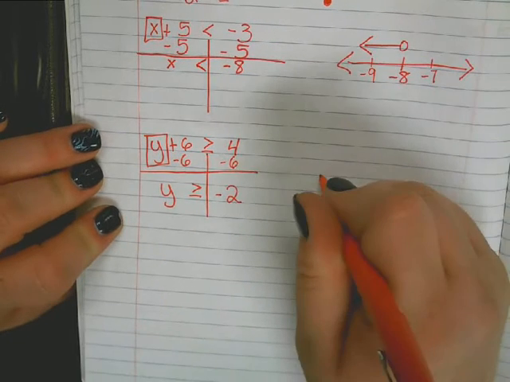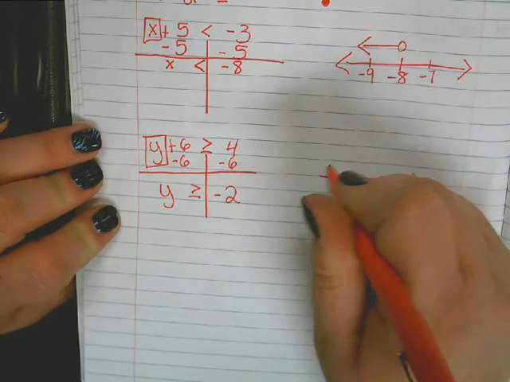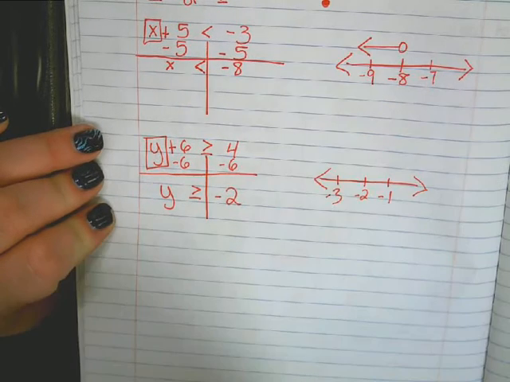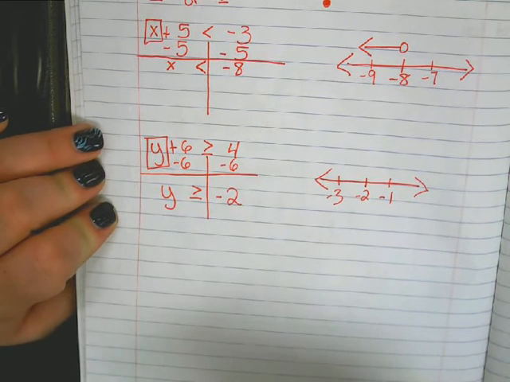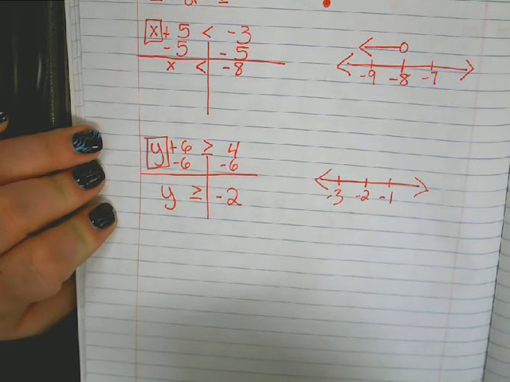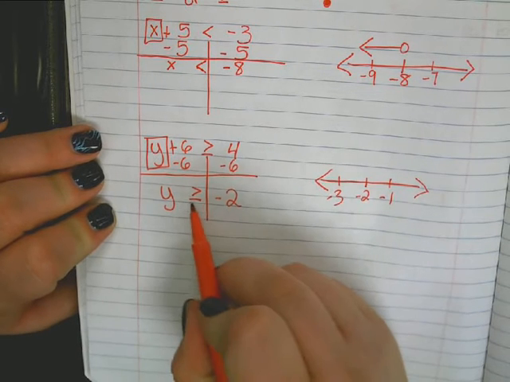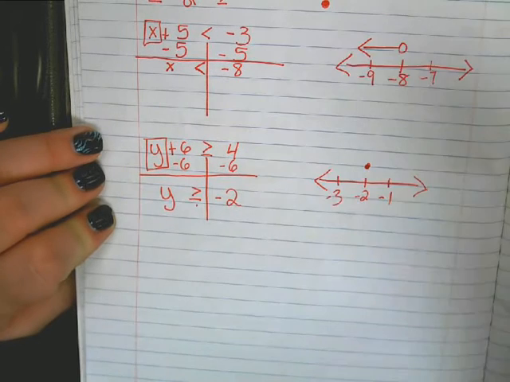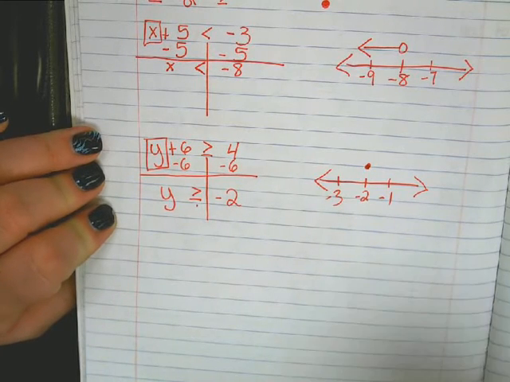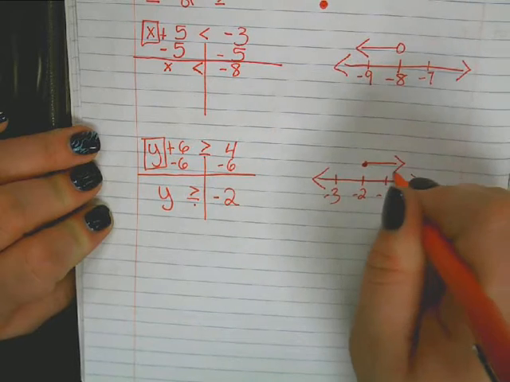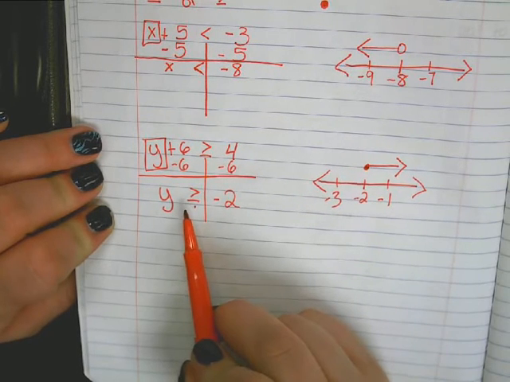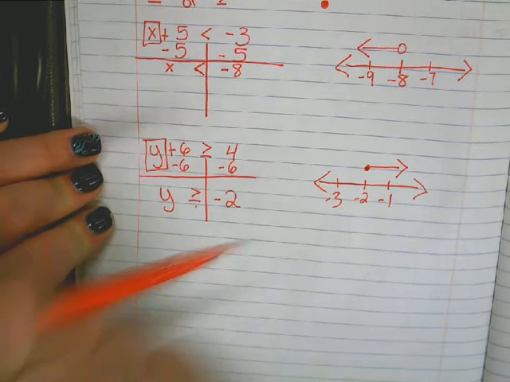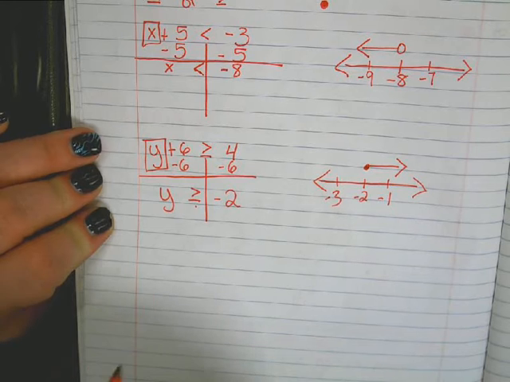Draw my number line. So I've got -2, -1, -3. Open or closed circle? Closed. How do we know it's closed? A line underneath your symbol. Okay, so it's closed. Which direction is my arrow going? To the right. Look at which way my symbol's pointing, Joaquin. It's pointing that way. That means my line needs to go that way.